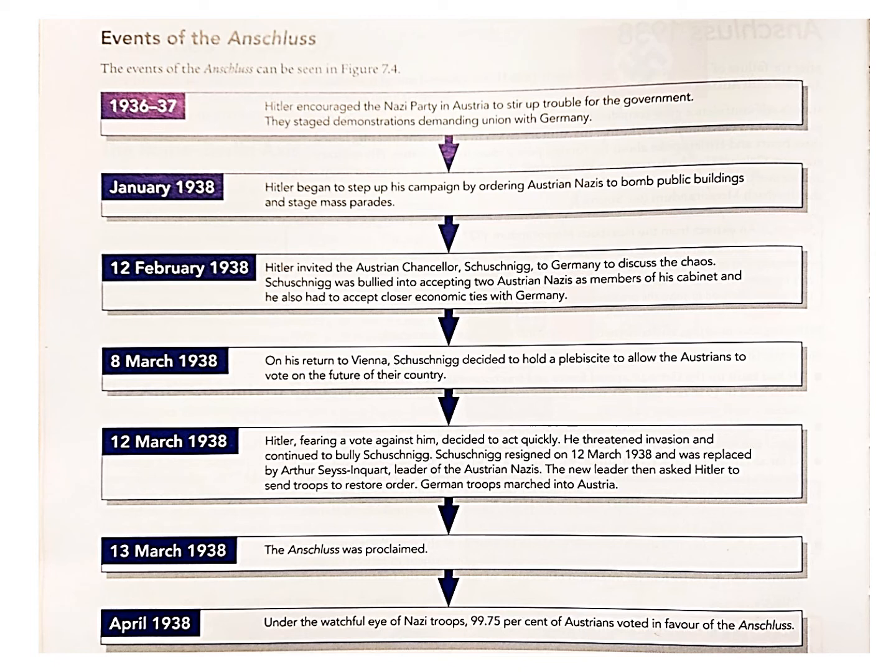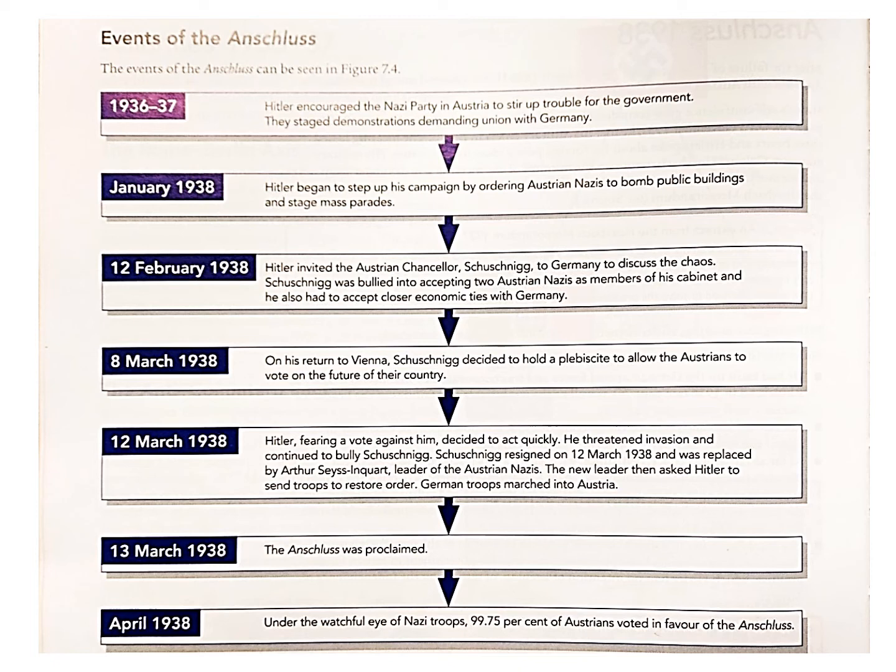Schuschnigg is a little bit more clever than that. So when he comes back, he thinks to himself, well, I'm never going to be able to say no to Hitler, but maybe I could get people to vote. And once they vote, they might vote no, and then Hitler can't argue with that. So Hitler, fearing a vote against him, decided to act quickly. He threatened invasion and continued to bully Schuschnigg. Schuschnigg resigned on the 12th of March 1938 and was replaced by the leader of the Austrian Nazi Party.